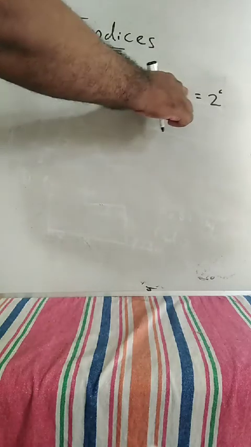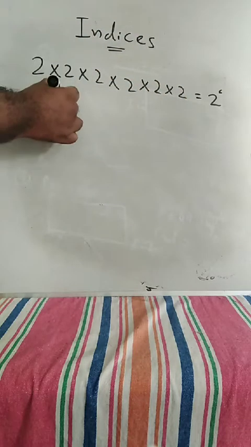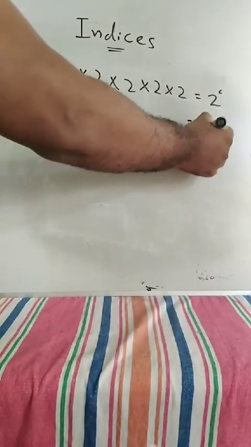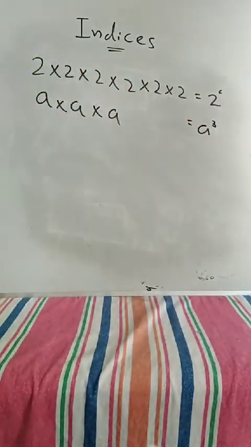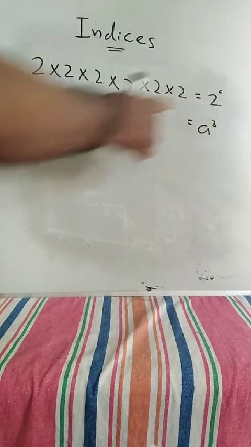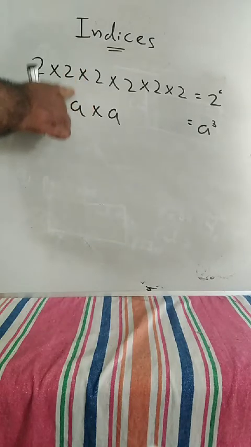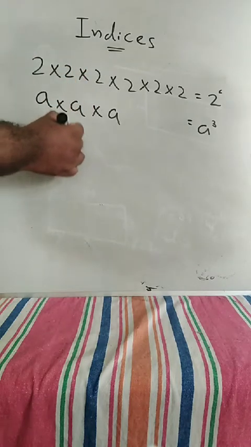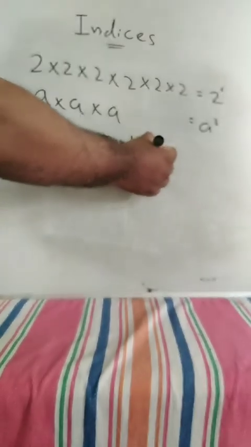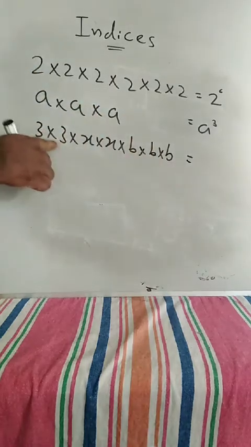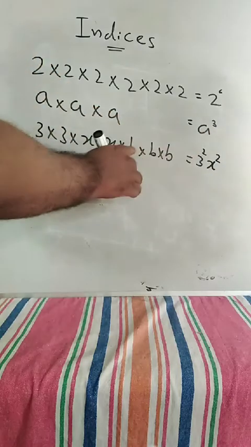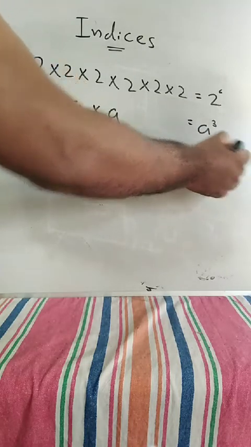Then not only numbers, symbols also. A into A into A. How many times have I written A? I have written it 3 times here. This is indices: 2 to the power 6, A to the power 3. Then both numbers and symbols also: 3 into 3, x into b into b. Here 3 is written as 3 to the power 2, x as x to the power 2, b as b to the power 3.